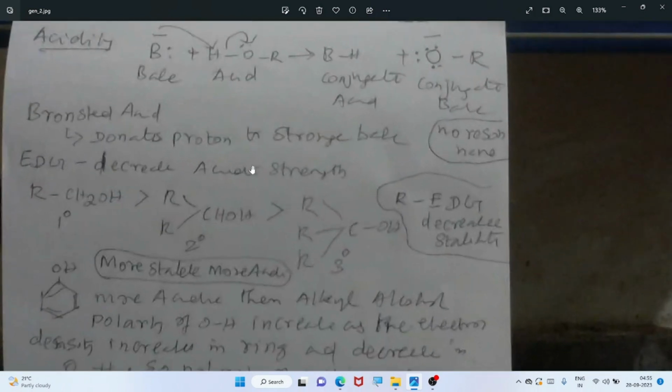So now how do you determine the acidity? Acidity is nothing but if a compound donates a proton, then it is an acid. This is a Bronsted acid, meaning it donates a proton to a strong base. This is a base, this is an acid, this is donating a proton, so it is forming the conjugate acid and the conjugate base. This is a strong conjugate base from the acid.